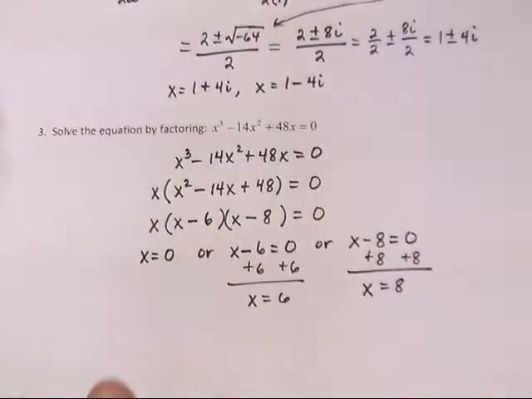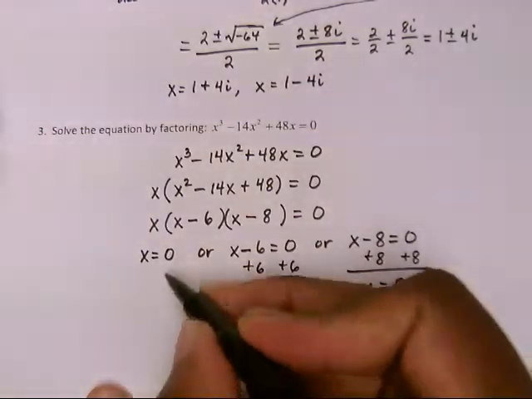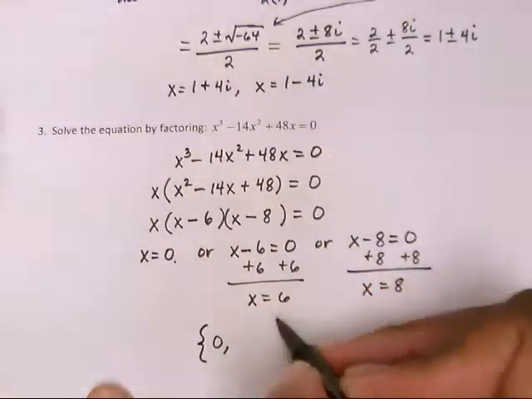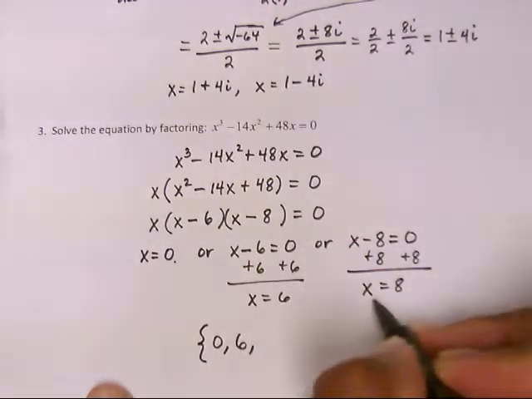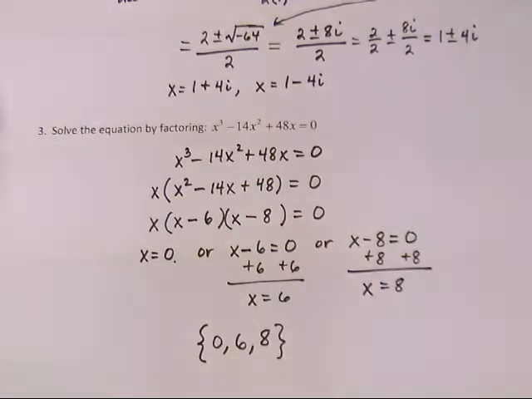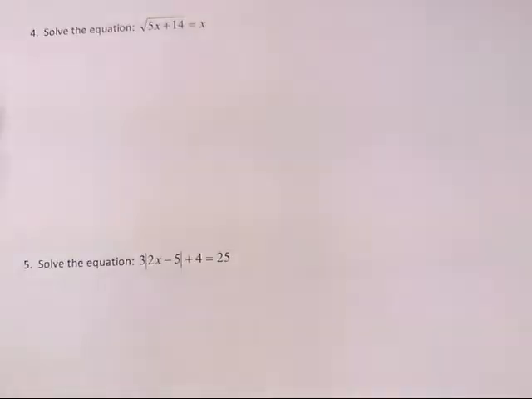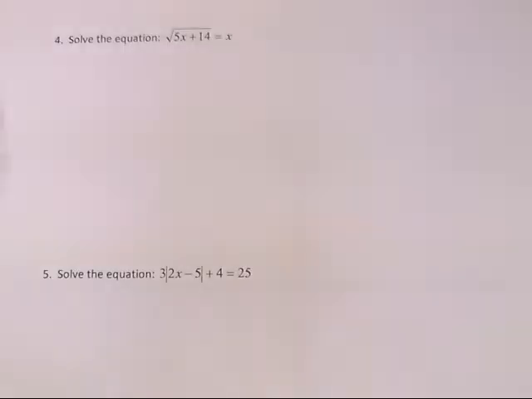So these are my solutions for this polynomial equation. x is equal to 0, x is equal to 6, and x is equal to 8. So those are my three solutions to that polynomial equation. Alright, number 4 is a radical equation that you have to solve and do the check.